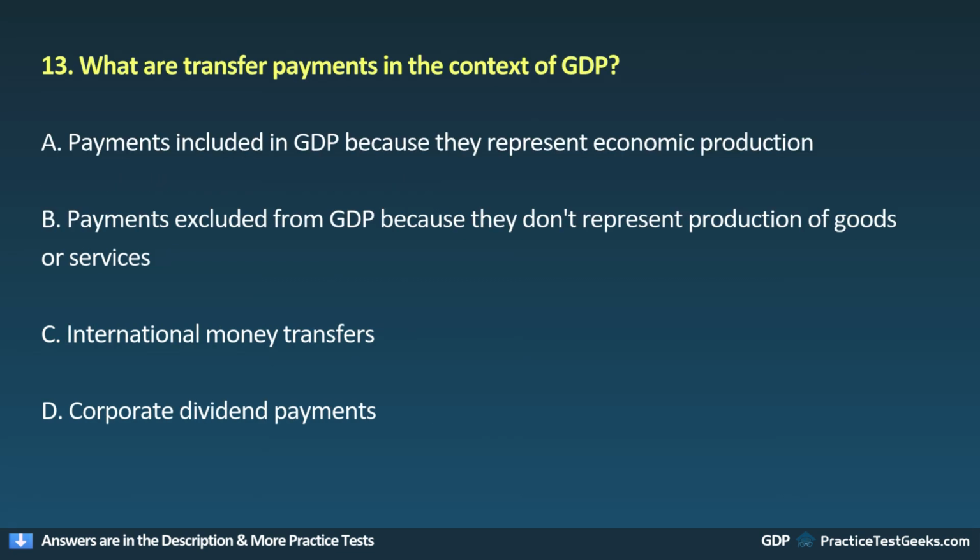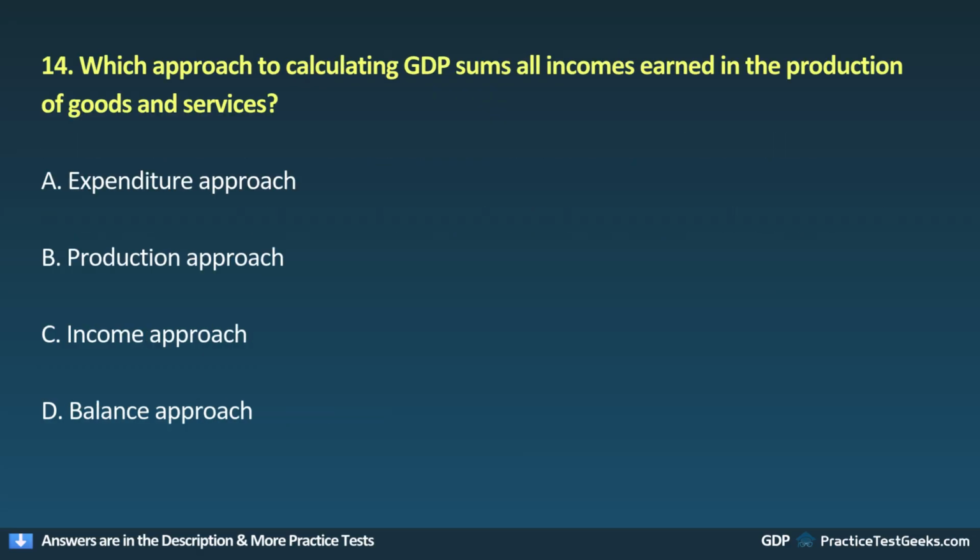13. What are transfer payments in the context of GDP? A. Payments included in GDP because they represent economic production. B. Payments excluded from GDP because they don't represent production of goods or services. C. International money transfers. D. Corporate dividend payments.